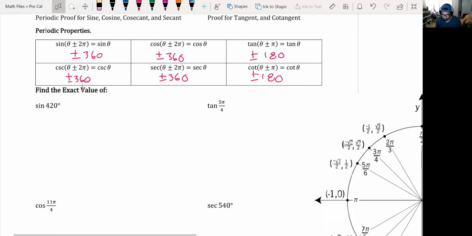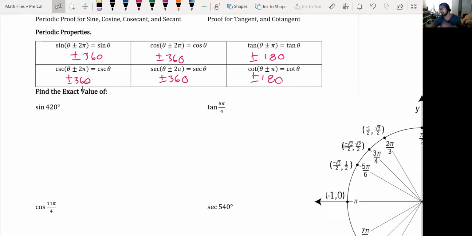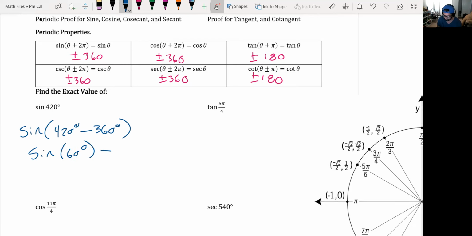Okay. So now we're doing the same example as we did in the last section. It just says, find the exact value of these given trig expressions. So sine of 420 degrees, we know that is definitely over a revolution. So we would subtract 360 from it. So this would become the sine of 420 degrees minus 360 degrees, which would give us the sine of 60 degrees.